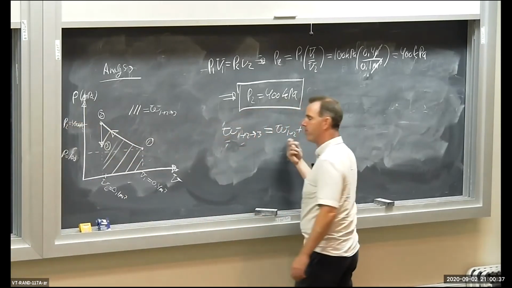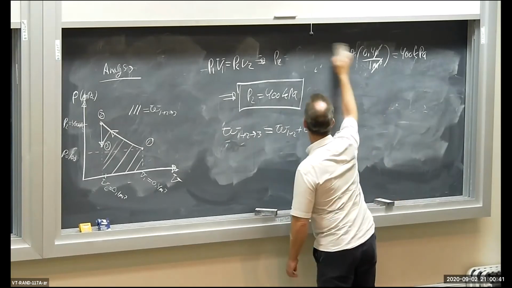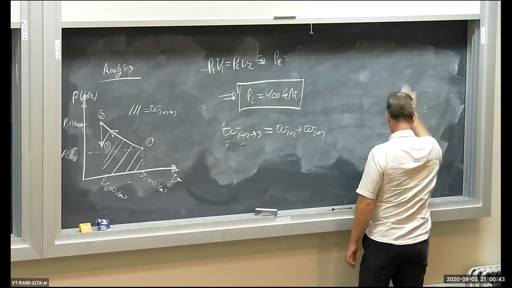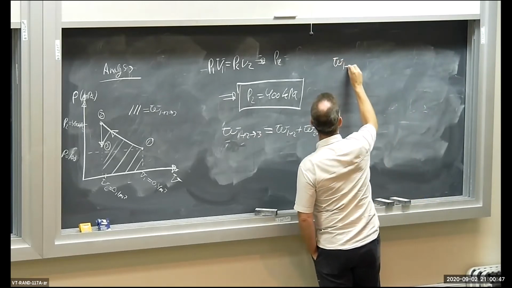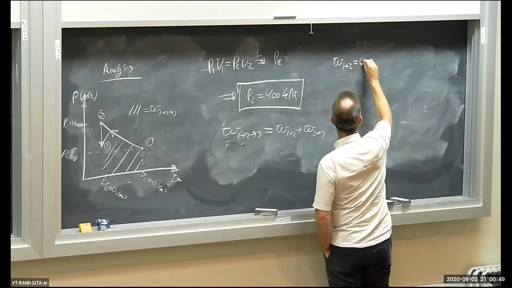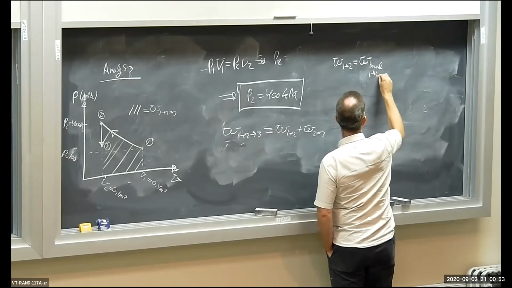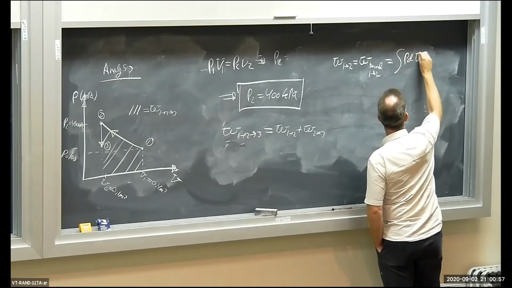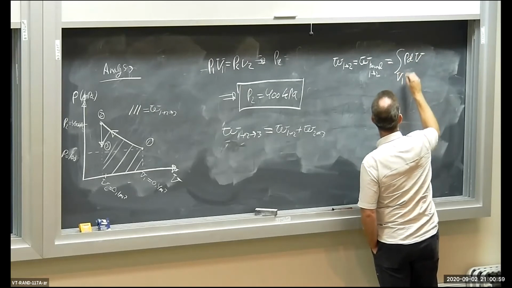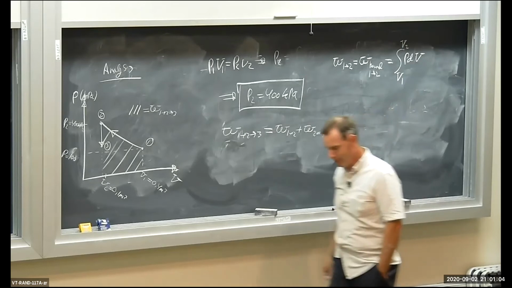Let's do the hard one first. Let's calculate work from 1 to 2. Let's see here. Work 1 to 2, and this is actually boundary work. What I mean by that is boundary work is going to be the integral of PdV from the initial volume V1 to the final volume V2, okay?